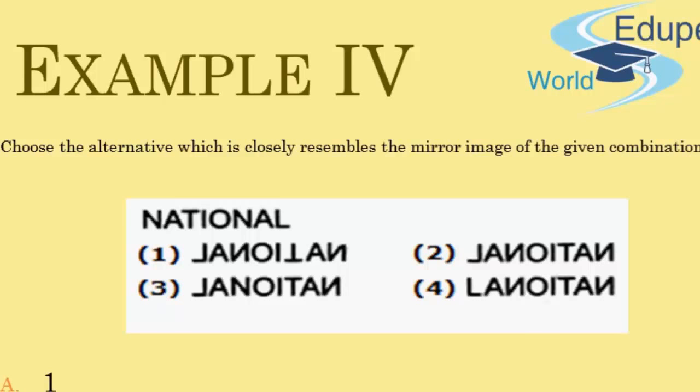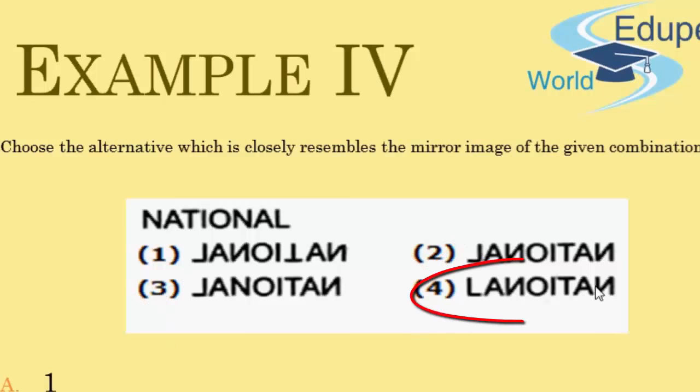Then all the letters should be upright. Upon evaluating option 1, I see that N and A are fine, but T is upside down. T should be upright even in the mirror image. So I have to eliminate option 1. In option 2, I see that N, A, T, I, O, N, A and L are all upright. So no problem. I can keep this option as a potential answer. Option 3, N, A, T, I, O, N, A and L are all upright. Okay, so I can't eliminate 3 either. I'll keep both 2 and 3 as potential answers.